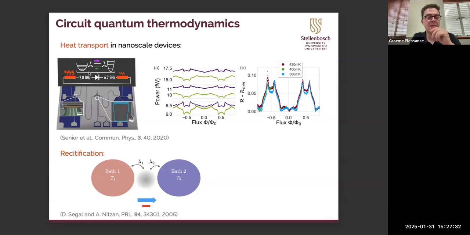I mentioned that to get this rectification effect, you need this asymmetry in your interaction. But another ingredient that you also need is that your junction needs to be anharmonic. If you try to do something similar with a purely harmonic system, this rectification effect doesn't work. And so this paper proposed a basic model for a rectifier in which this system is anharmonic, so a two-level system.